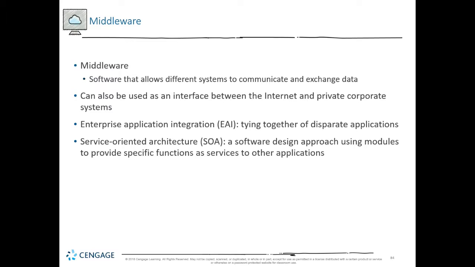Middleware. Middleware is software that allows different systems to communicate and exchange data. It can also be used as the interface between the internet and private corporate systems. Enterprise Application Integration, EAI, ties together disparate applications. Service-Oriented Architecture, SOA, is a software design approach that uses modules to provide specific functions as a service to other applications.